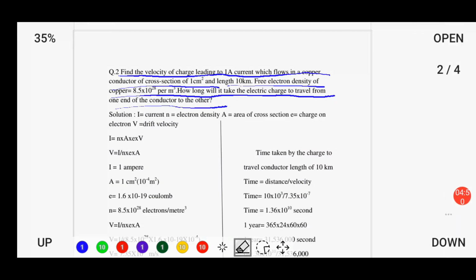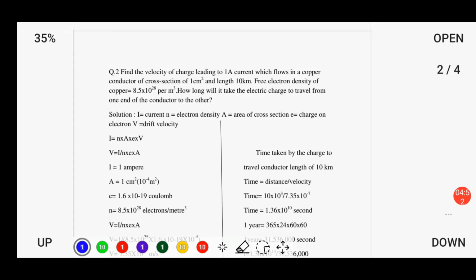The quantity that is given here is the current flowing through a circuit, 1 ampere. What quantity of current is flowing through the circuit? 1 ampere. And what is the area of cross section of the copper conductor? Area of cross section given here is 1 centimeter square.